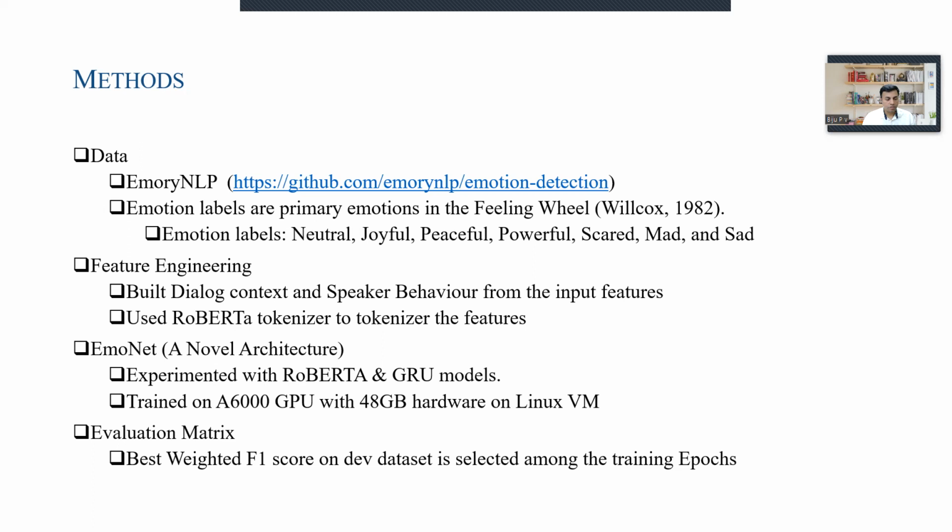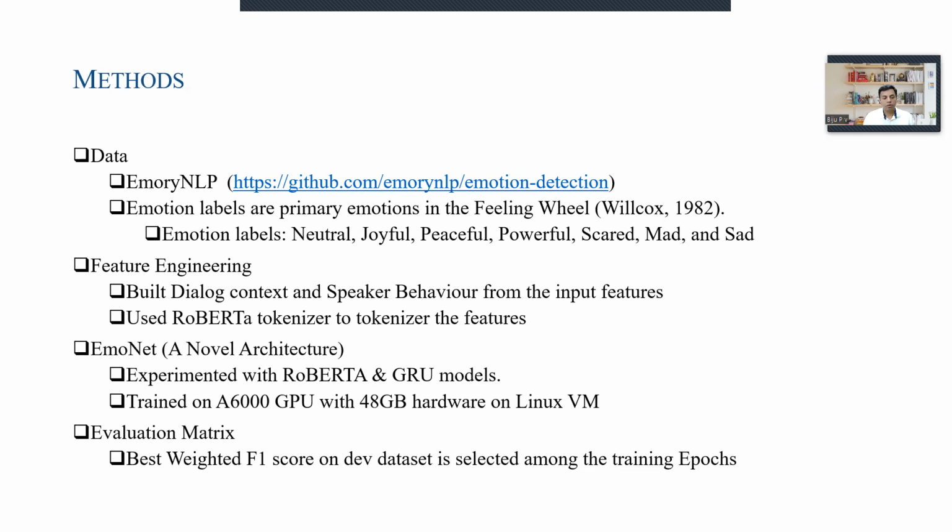What I did is feature engineering, basically extracting the relevant features, that is speaker name, utterances, and the output labels. I engineered these into input for the novel model I introduced, tokenized these engineered features, and then input them to EmoNet. And within EmoNet, I used RoBERTa and GRU.